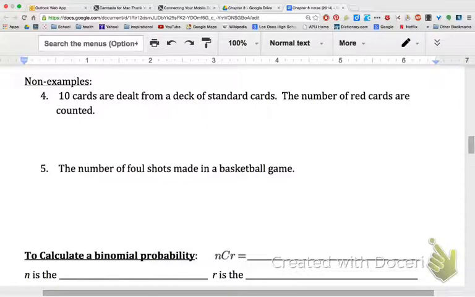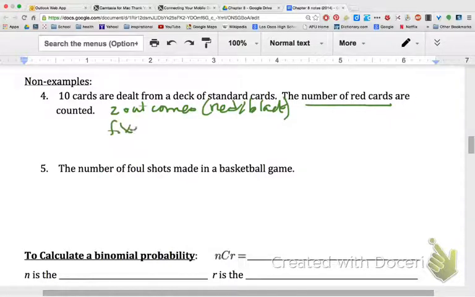Here are some non-examples. 10 cards dealt from a standard deck. I'm keeping track of the number of red cards. So I do in fact have 2 outcomes, of course, red or black. I do in fact have a fixed number of trials, which is 10 because I'm dealing 10 cards.